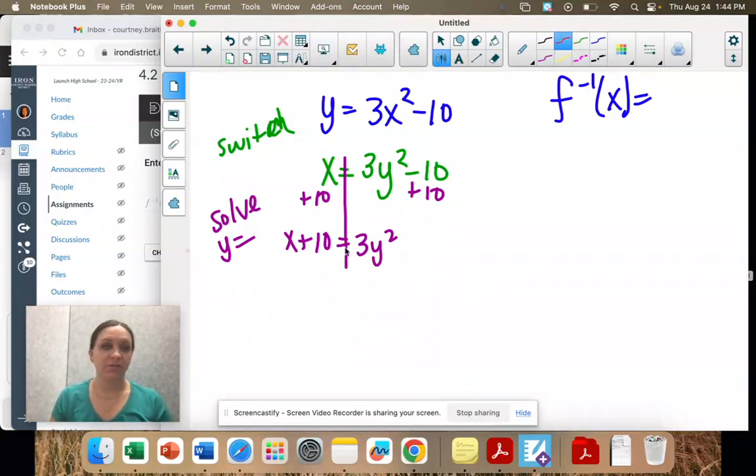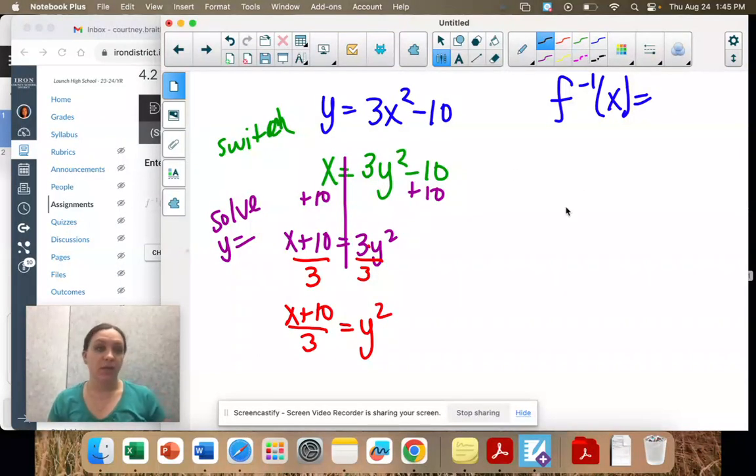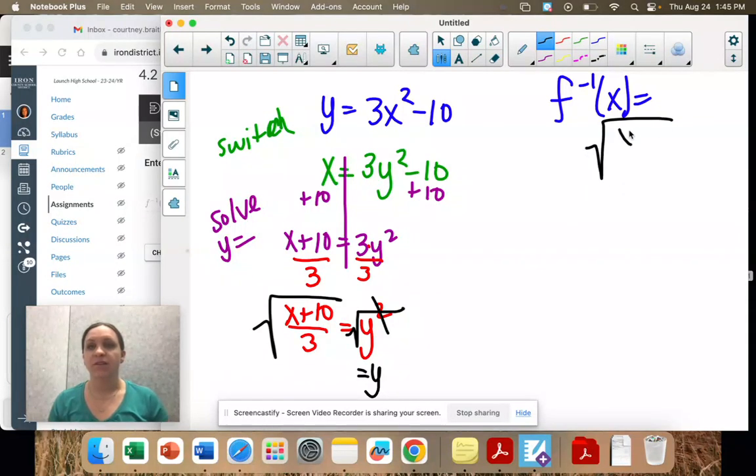And then we need to get rid of this 3. So I'm going to divide both sides by 3. So x plus 10 divided by 3 equals y squared. And we need just y by itself, remember? Not y squared. So what's the opposite of a square? A square root. So the square and the square root are opposite, and our inverse is the square root of x plus 10 over 3.